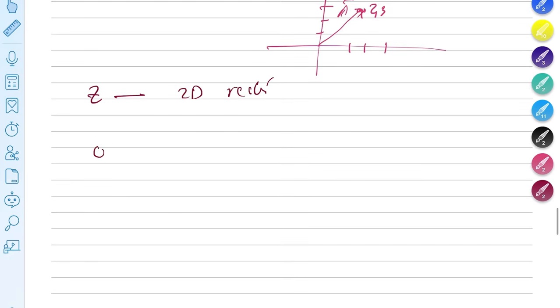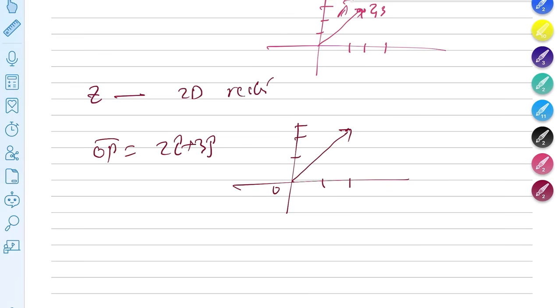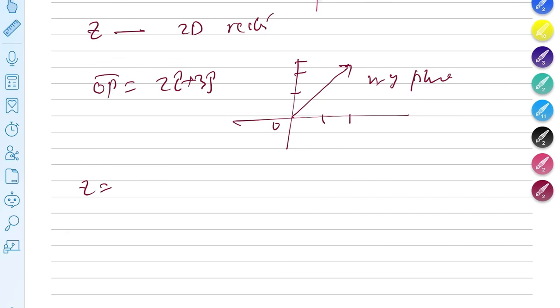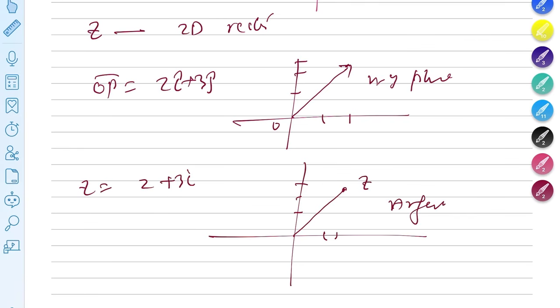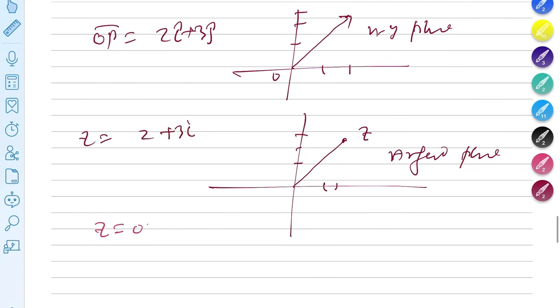Just like if I say vector OP is 2i plus 3j, we represent 1, 2, 1, 2, 3. So this is point P, and this is vector OP in the xy plane. Same with, let's say, z equals 2 plus 3i. Here 2 and 3 give this point, which we write as z. And this is the Argand plane. In the Argand plane we plot a complex number the same way as we plotted the vector, and we can say z equals OP.